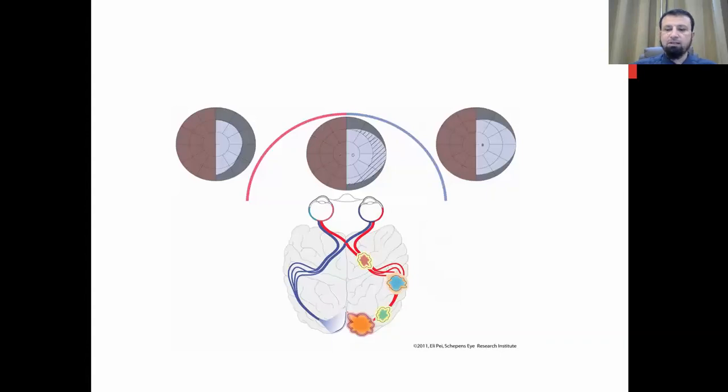Now, if a patient has damage in the right side of the brain, in the optic radiation, or maybe in the occipital lobe, this patient will lose the ability to see on the opposite side. So this patient has damage on this side, and is not able to see the left side.